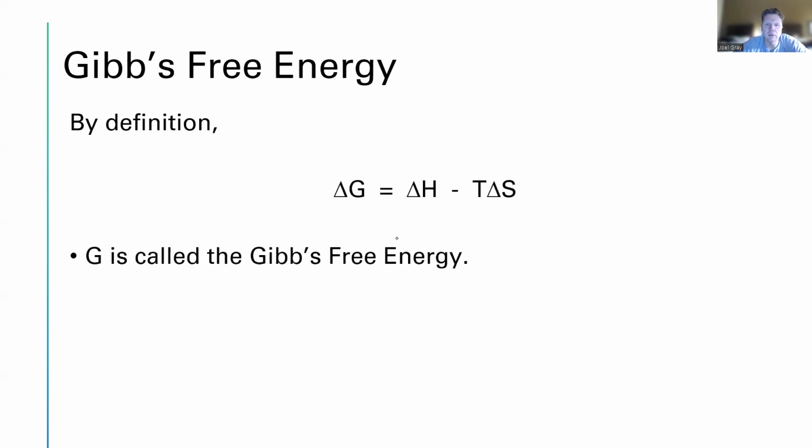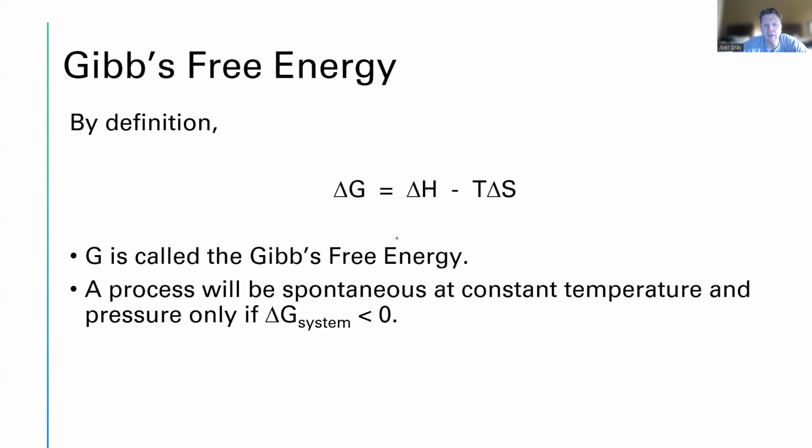We can use the Gibbs free energy equation. Now, this is an equation that you'll use not only in this class, but when you go on to physical chemistry and biochemistry. So delta G is equal to delta H minus T delta S. Delta G, or G, is called the Gibbs free energy. A process will be spontaneous at constant temperature and pressure only if delta G of the system is less than zero. So a negative delta G indicates something is spontaneous.